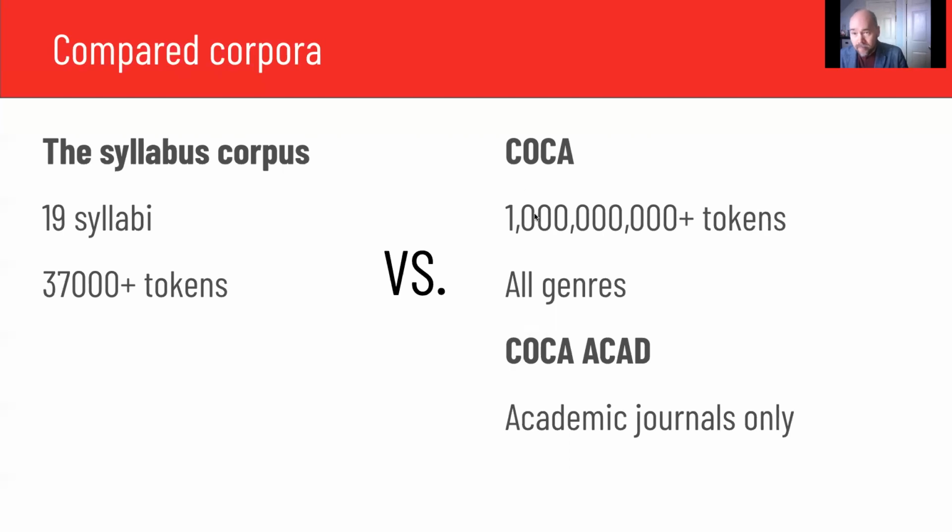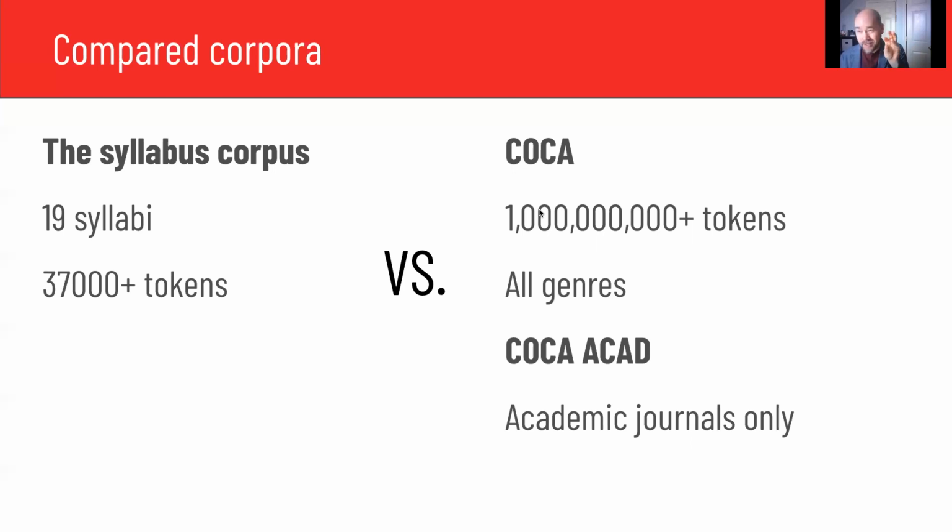COCA includes a variety of different genres of language. So there's spoken language, there's language on television, movies, blogs, academic journals, of course, and things like newspapers, magazines, right? So COCA includes a variety of different genres of language and has way more tokens than my corpus, obviously. And I also compared my syllabus corpus to the COCA academic genre in particular.